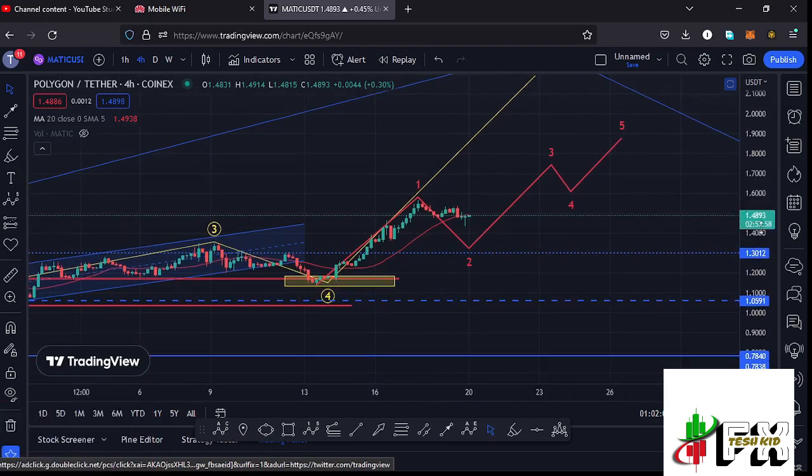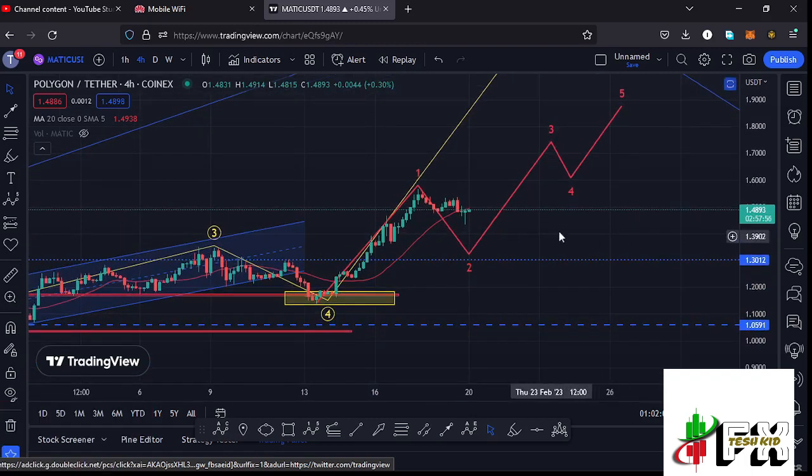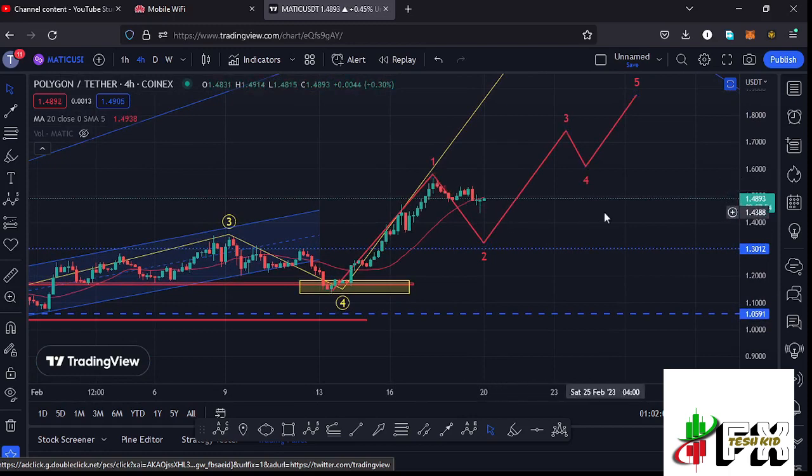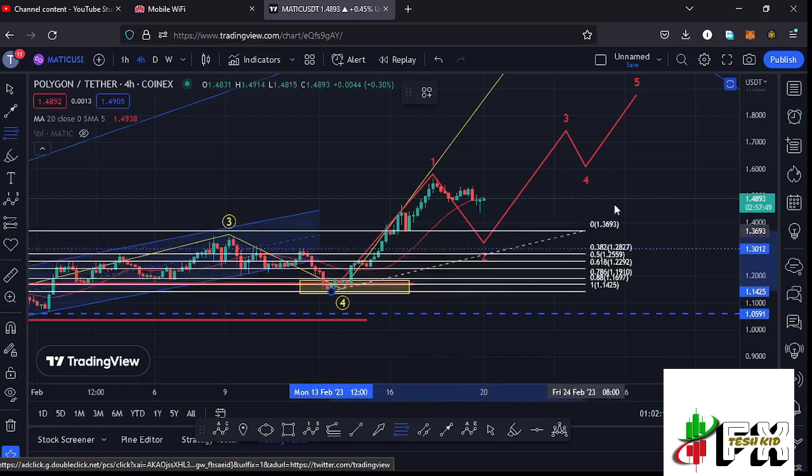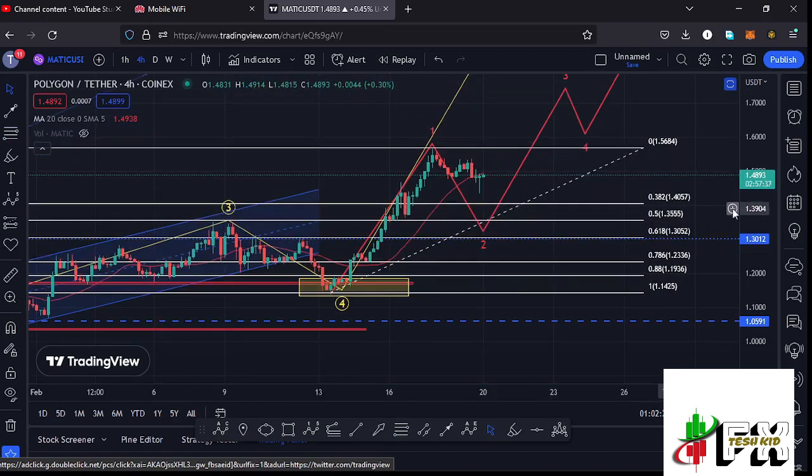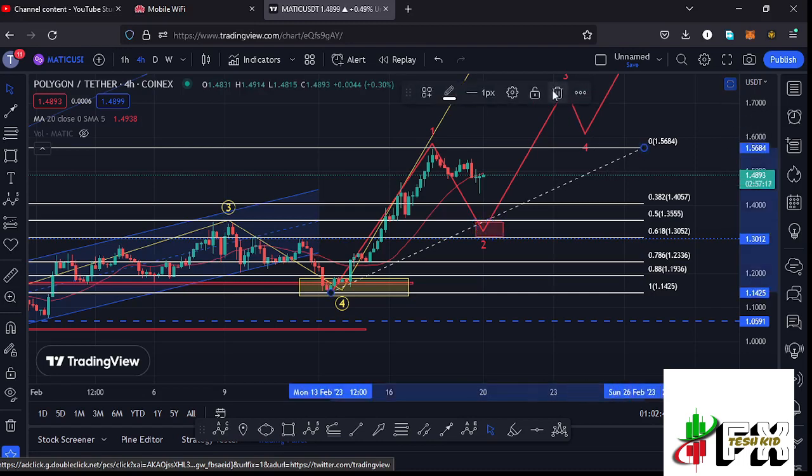And getting to sketch out a minimum target area to the lower side in the formation of this wave 2, which I'm expecting to play out soon here on the Polygon Matic chart, by first connecting the Fibonaccis from the low of the first wave to the high of that wave 1, that gives me a minimum target area to the lower side in the formation of that wave 2 between the fib level 0.5 and the fib level 0.618, and I can mark that target area here on the charts like that, which lies between the $1.355 mark and the $1.3052 mark. And it is within that target area that I'm expecting to see the low for that second wave to the lower side.